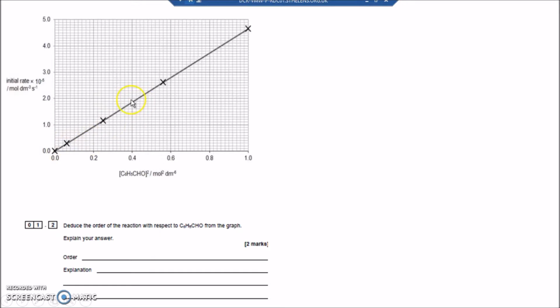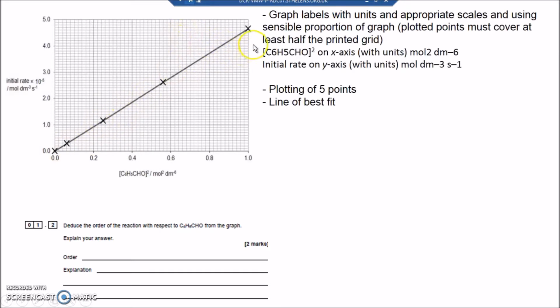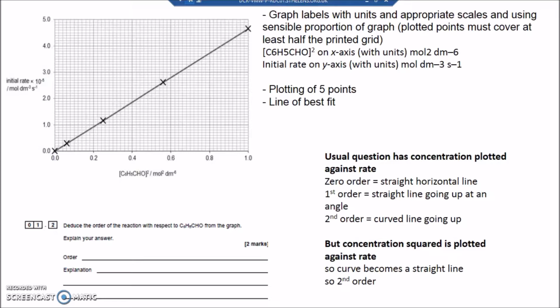Deduce the order of reaction with respect to benzaldehyde from the graph. Explain your answer. Well, normally a straight line is first order reaction. So zero order is a straight horizontal line, first order means it's a straight line going up like this, and second order would be a curve curving up like this. But because you've got squared on the bottom, actually a straight line in this case is showing second order.